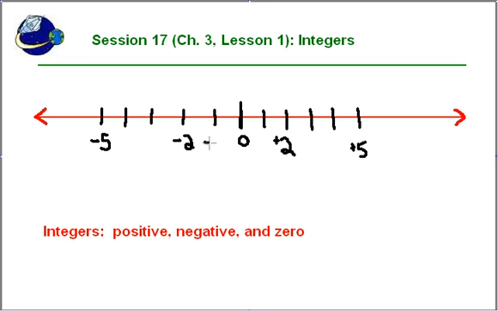Our second number would be minus 2. Our third number, minus 3. Our fourth number, minus 4, minus 5, and so on, going left. So with that said now, let's ask ourselves the following questions.